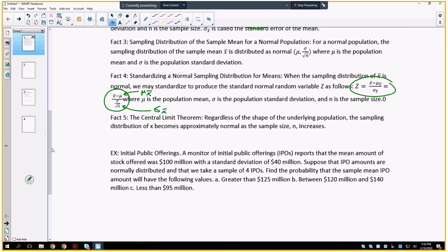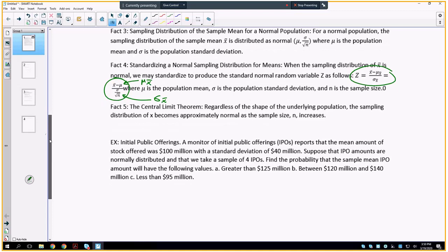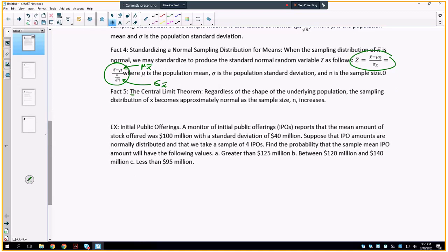Okay, one last nice fact is here, the central limit theorem. The central limit theorem is of huge importance in terms of probability and statistics, but for the purpose of our class, I just want to introduce it to you. You don't necessarily have to have this memorized, but what it tells us is extremely powerful.